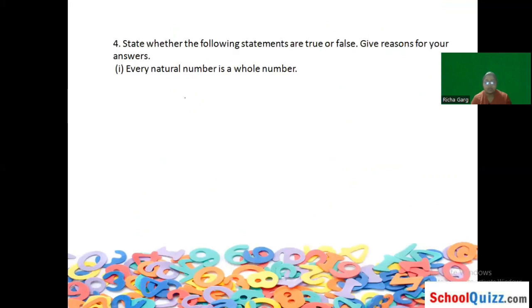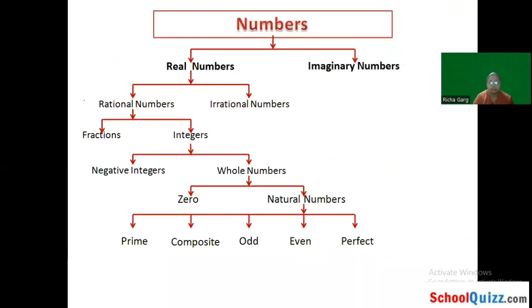Now, the next question we have is true and false. So first statement we have, and we have to give reasons also, okay? So please concentrate on the reasons part. Now, every natural number is a whole number, is the first statement. Okay, if you remember in the number system video, we have done this chart. Please go through this chart. It is very important for you to know the numbers.